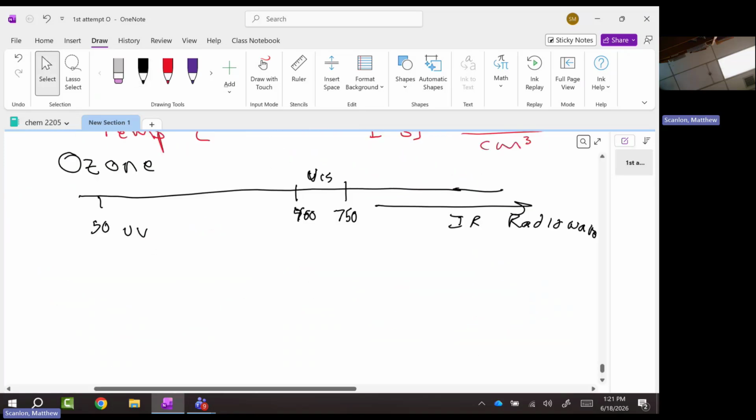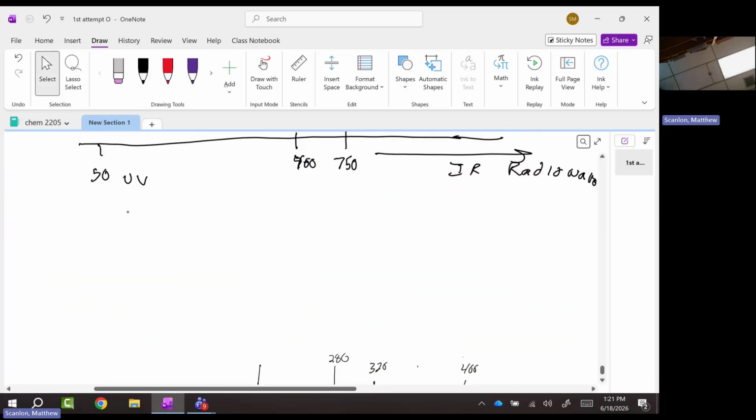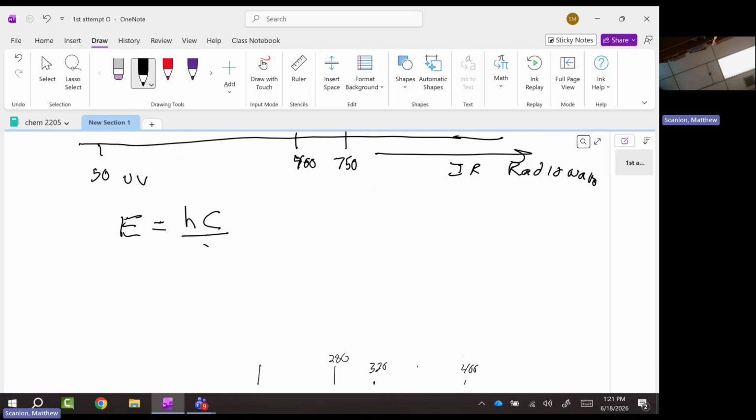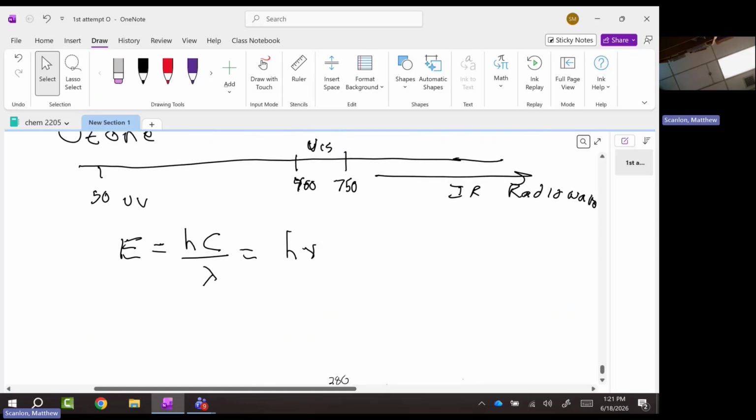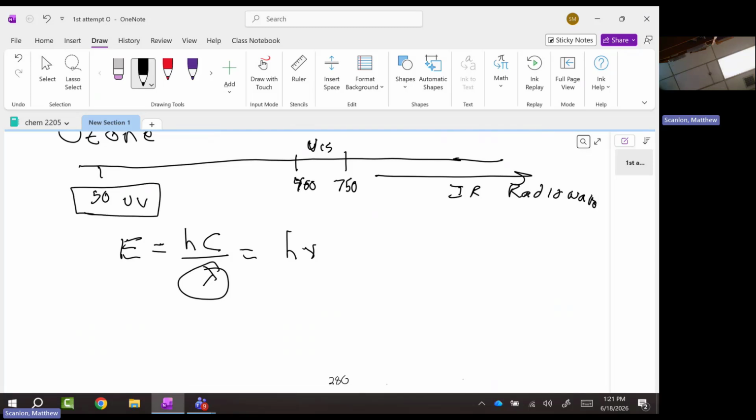And as everybody knows, as the wavelength changes, energy is proportional or equal to Planck's constant times the speed of light divided by the wavelength, which is equal to h nu. With that in mind, the smaller the wavelength, the higher the energy. So this is short wavelength down here at 50 nanometers, but high energy.